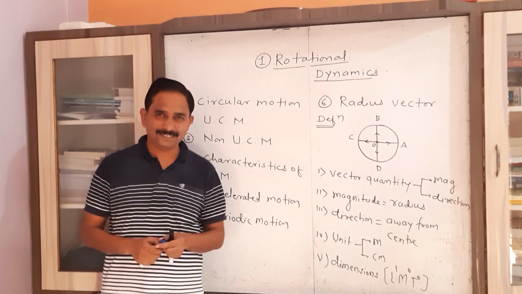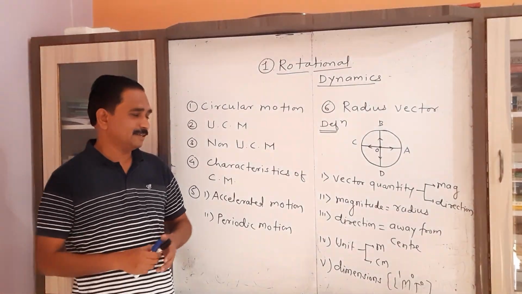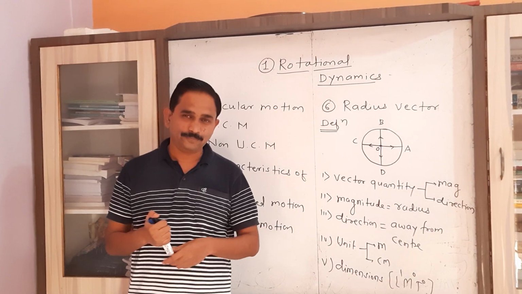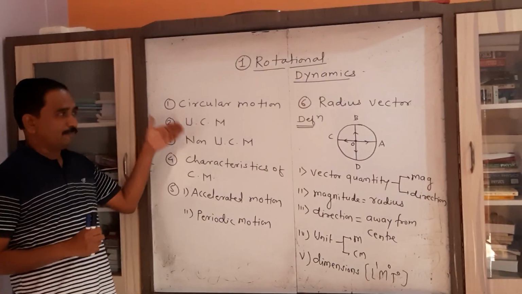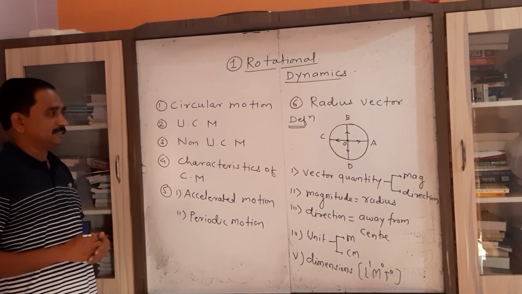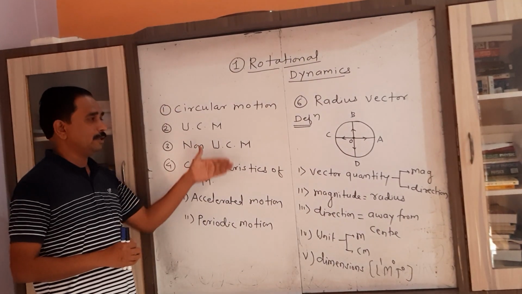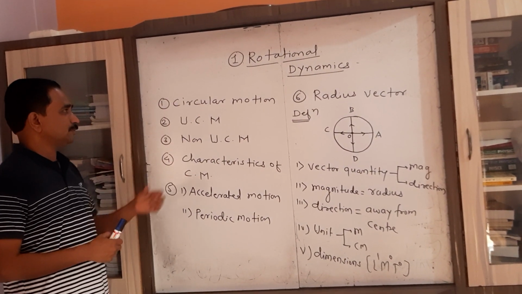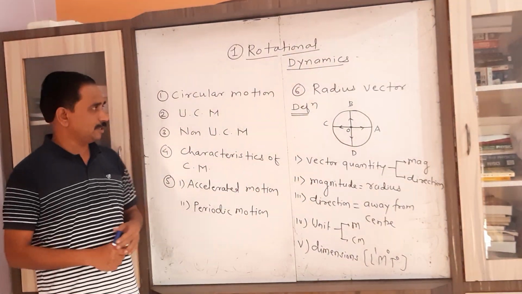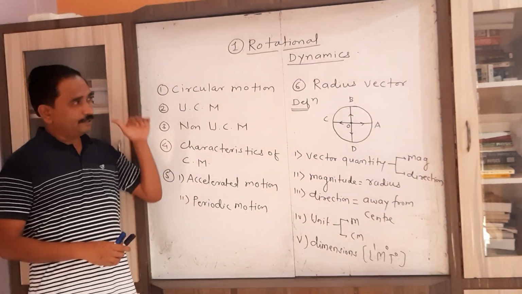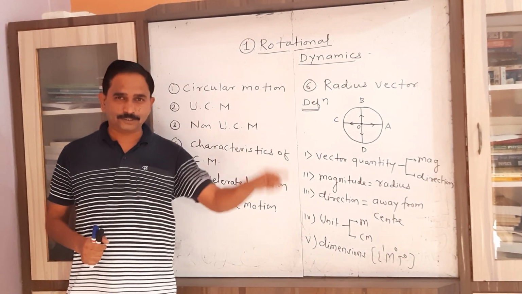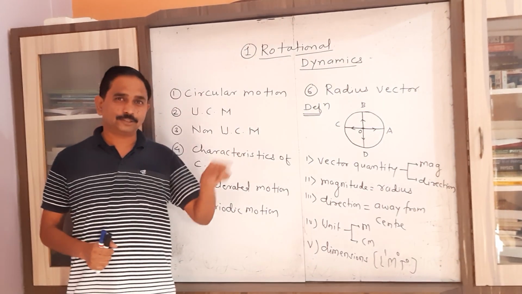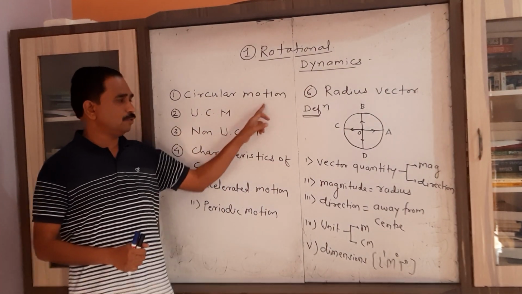My dear friends and students, from my first video, all of you can easily remember these points which I wrote on the board. The first one is circular motion. So all of you know that the motion of an object along the circumference of a circle is called circular motion.